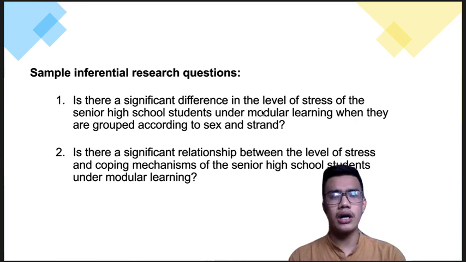For example, under the sex, we have the male and the female. Meaning, is there a significant difference when we compare the results of the male and female? The same with strand. We have 5, for example, ABM, STEM, HUMSS, ICT, and industrial arts. So if we have the strands, we are to determine the significant differences among the 5 strands.